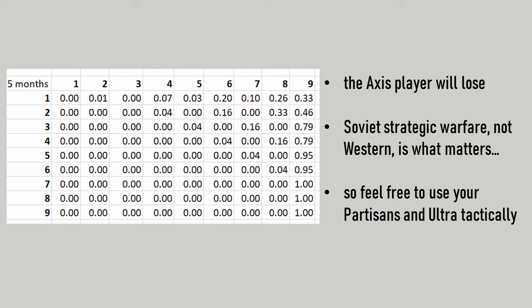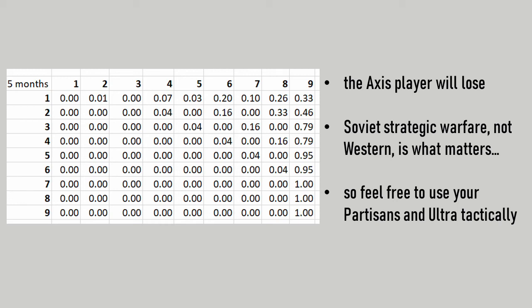The Soviet strategic warfare, not the Western warfare, is what actually matters. So feel free to use your Western partisans and your Ultra tactically. The resource that you are actually having to worry about is the Soviet partisans. If you use the Soviet partisans, they will accelerate the German strategic warfare defeat. If you don't, then they may well slow it down.